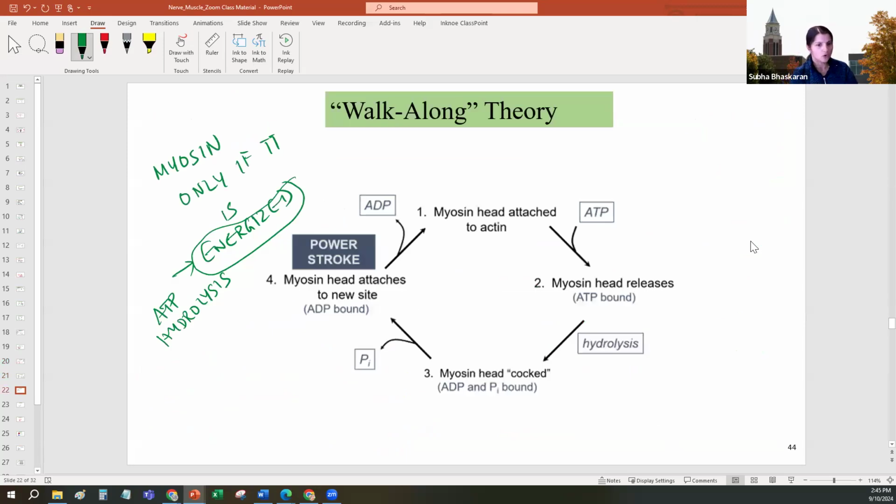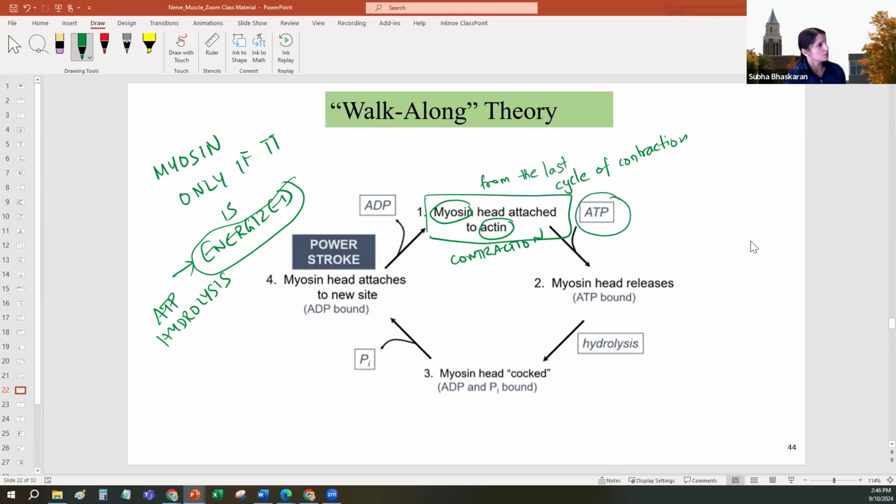Here, I'm just going to go over a couple more slides and then we can wind up the concept in the next class. When you see here, the myosin head is attached to actin, so this is from the last cycle. We know that myosin binding to actin causes contraction. Yes or no? Right? So this has happened. Now, to continue with another round, what is required? ATP.